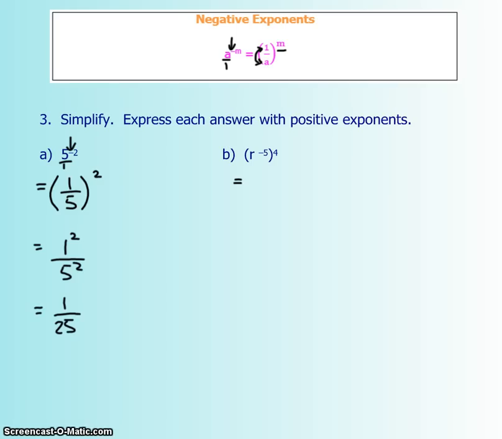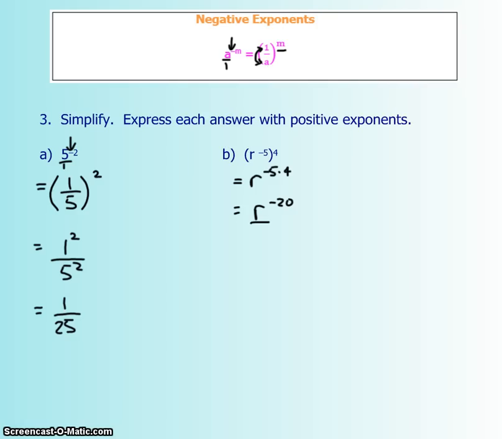Okay, now this one deals with two different rules together. R to the power of negative 5 and then to the power of 4. So let's deal with the power of a power first. That was r to the power of negative 5 times 4, which is r to the power of negative 20. Okay, so that's done. Now we have to deal with that negative exponent.